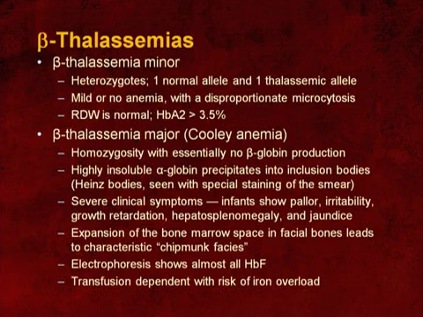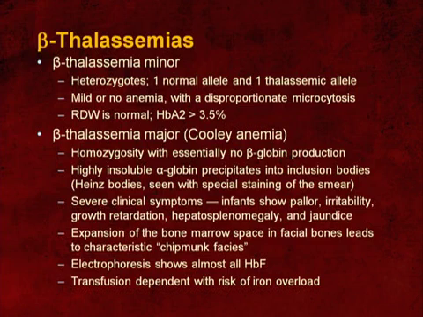Okay? Beta thalassemia major. That's homozygosity with no beta globin production. They make a lot of highly insoluble globin, you're unbalanced, right? You're not making enough beta, so you get a bunch of alpha chains, and they precipitate into inclusion bodies. This is severe clinical symptoms. Infants show pallor, irritability, growth retardation.